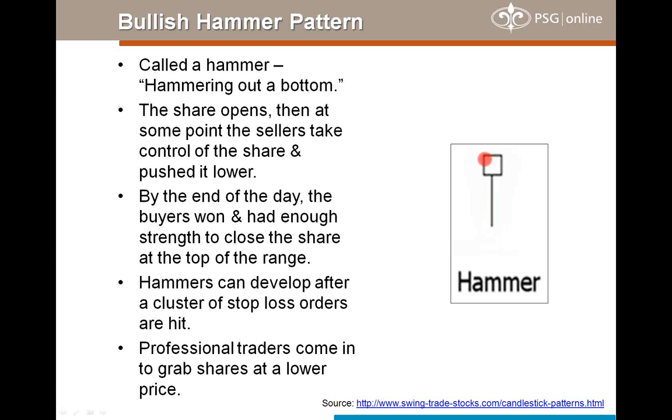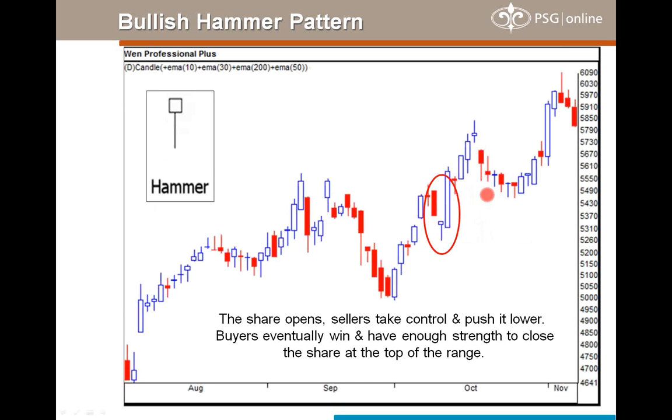They usually cluster around stop losses, and I've got an example just now. But remember, this is where a lot of the professional traders will come in, because the small private investors have been shaken out now, and the big guys will come in. So when you see this pattern near the bottom of the cycle, you've got a very good chance that we're hammering out the bottom of a trend.